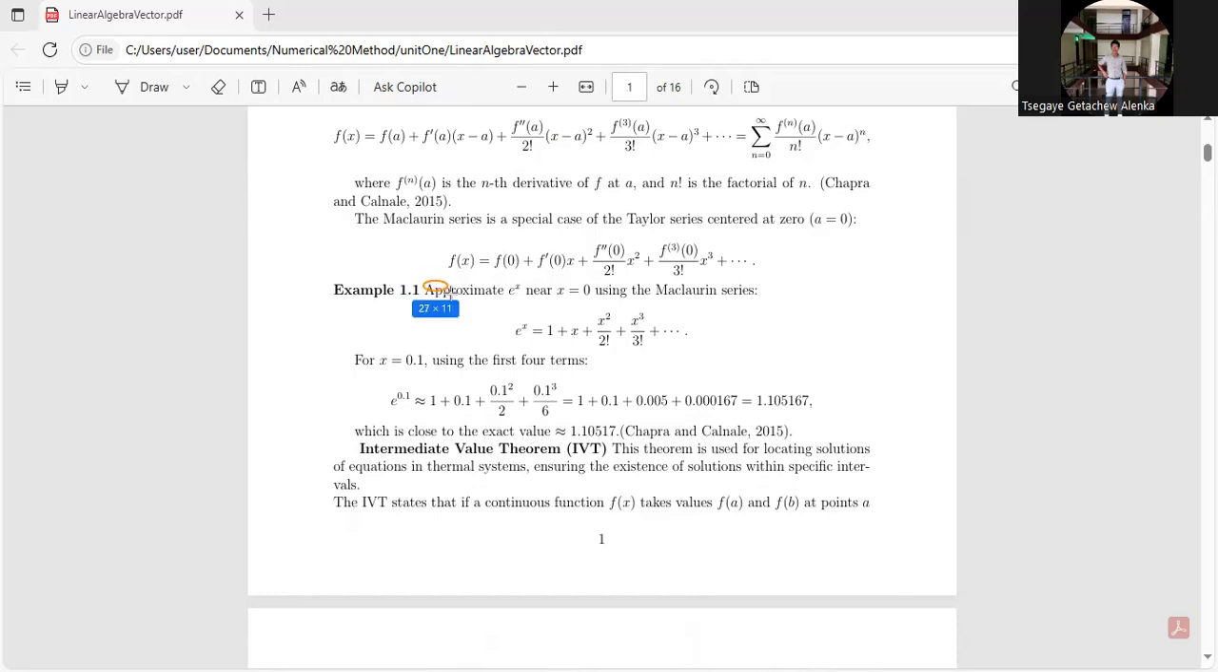Maclaurin series, on the other hand, is a typical Taylor series evaluated at the point 0, where a is equal to 0. These concepts and their essence will be made clear to you with graphical illustration. Once again, you will benefit a lot if you bring us your complete attention.